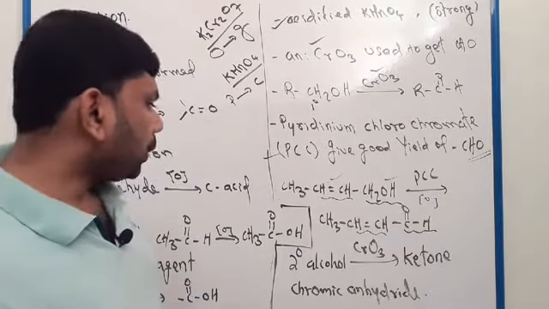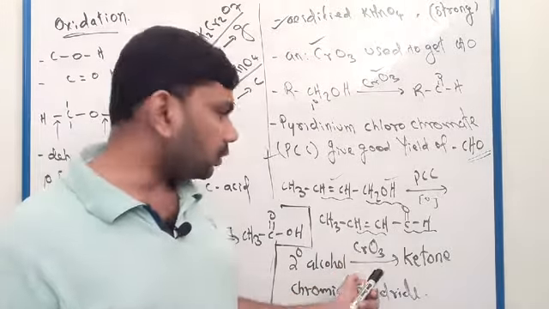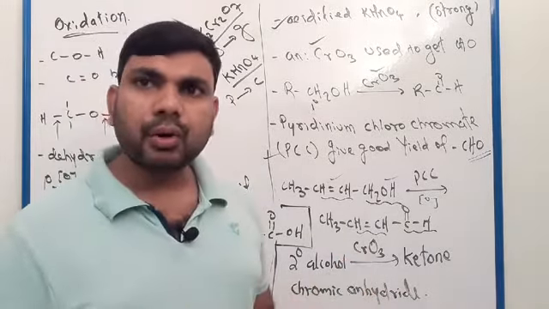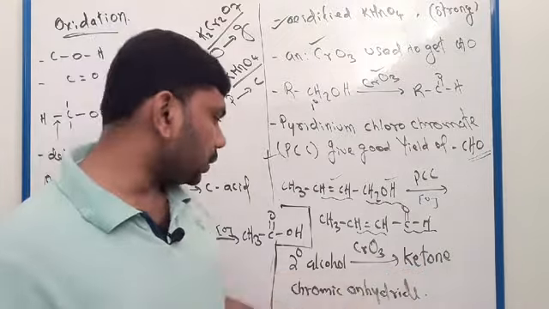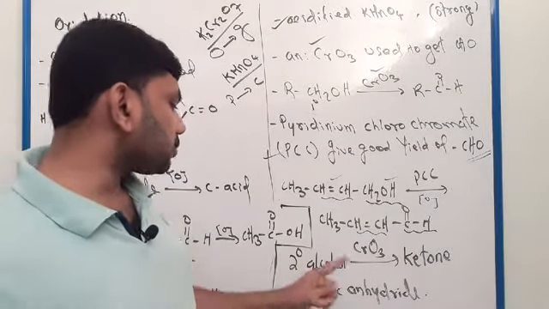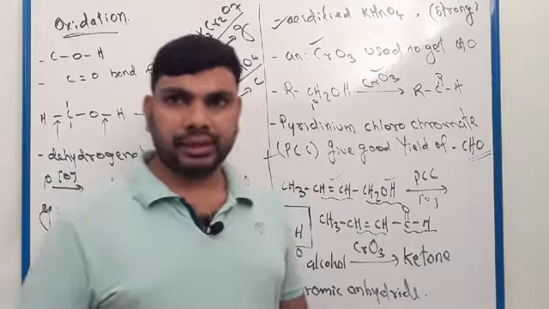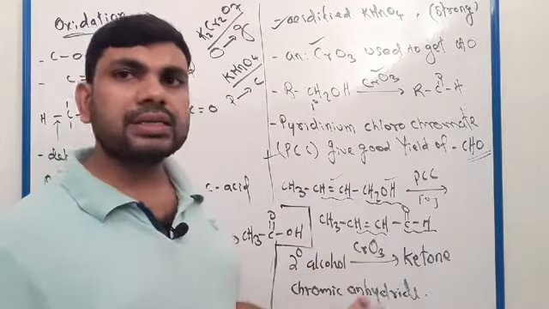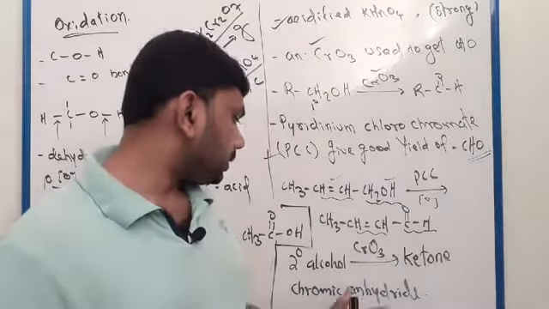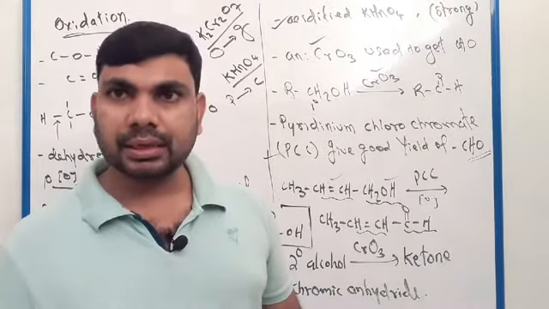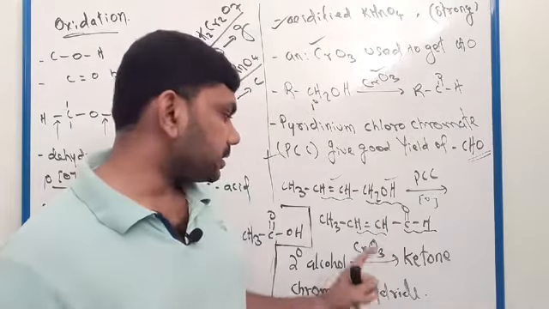Clear? Also here, secondary alcohol after oxidation using chromium oxide will change to ketone. Clear? Secondary alcohol after oxidation gives ketone. Here we used anhydrous chromium oxide, or we can say chromic anhydride. We can say chromium oxide, anhydrous chromium oxide, chromic acid, chromic anhydride, all things the same.